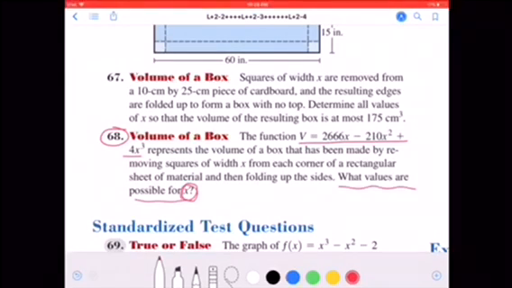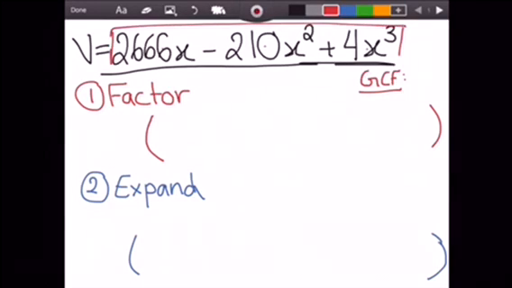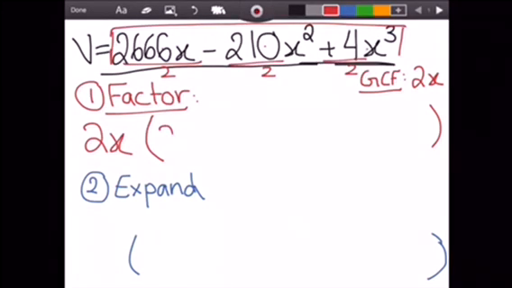Question number 68. Question 68 will figure out the possible values of x. So this is our function that represents the volume of the box. So now our GCF is 2x. Our greatest common factor is 2x. So we're going to put our 2x outside the parentheses, and now we're going to factor. So we're going to divide all the numbers by 2 and expand.